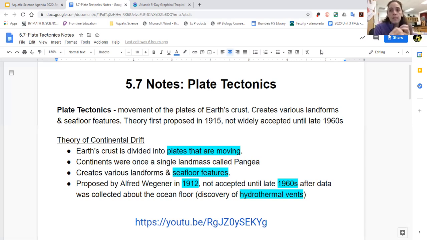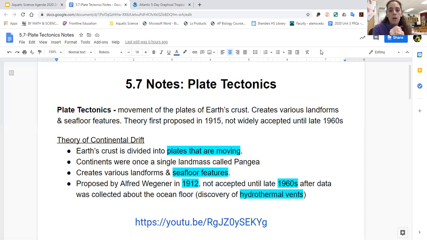In the 1960s, we had the discovery of hydrothermal vents, which are one of the features that develop when the plates are moving and the ocean is expanding at the mid-ocean ridges. And so we needed that technology. Hydrothermal vents were discovered by a submersible called Alvin.